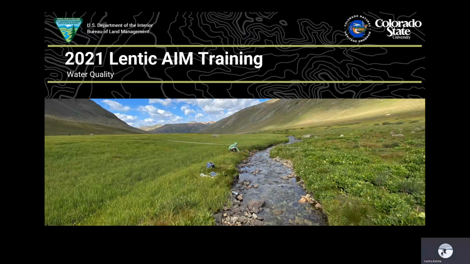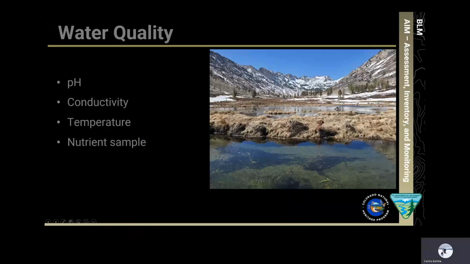To follow along, you can refer to section 7.2 of the 2021 lentic AIM draft protocol, which is found on page 119. If sufficient surface water or groundwater is present within the monitoring plot, water quality data should be collected. These measurements should be made before any other data are collected in order to minimize sediment disturbance, which can affect measured values.